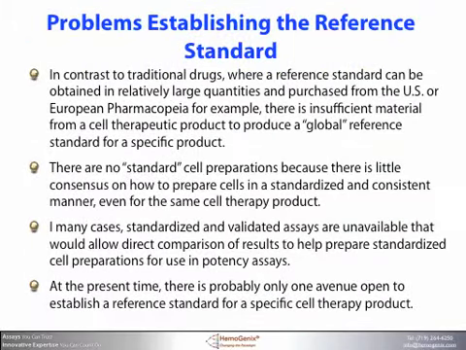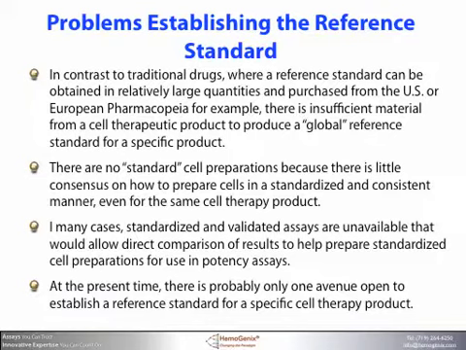Now, there are problems establishing a reference standard for a cell therapeutic product. In contrast to traditional drugs, where the reference standard can be obtained in relatively large quantities and purchased from the US or European pharmacopoeia, or even from the World Health Organization, for example, there is insufficient material from a cell therapeutic product to produce a global reference standard for a specific product.